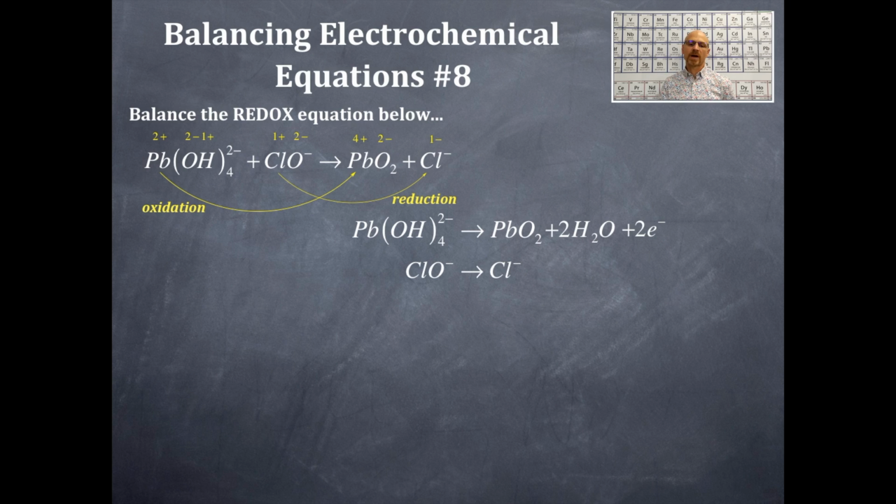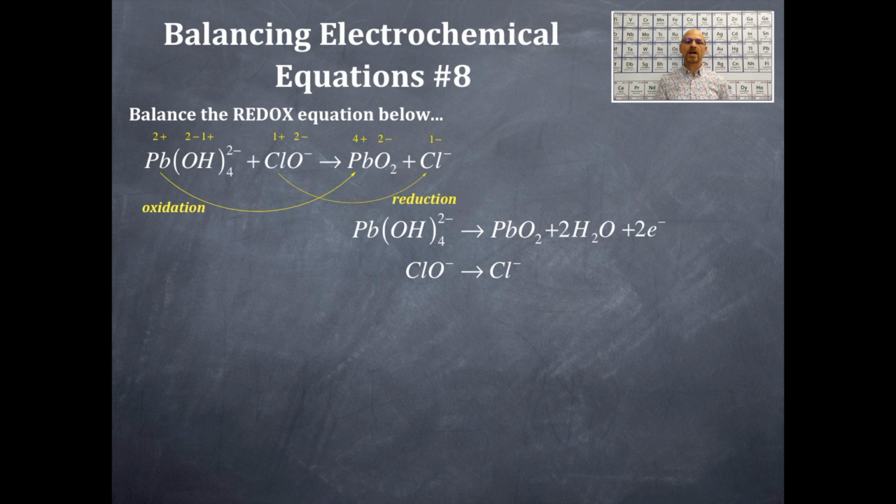Now I need to worry about the second half reaction. So you're going to deal with the non-oxygens, non-hydrogens first. So the chlorines. There's 1 chlorine on the reactant side, 1 chlorine on the product side. The chlorines are balanced in this case. Now I need to deal with the oxygens. There's 1 oxygen on the reactant side, no oxygens on the product side.